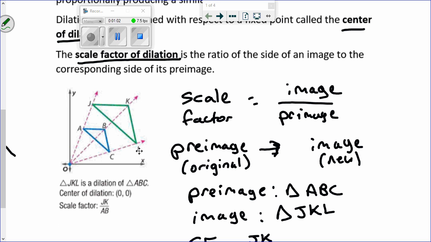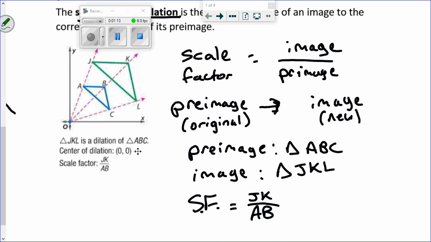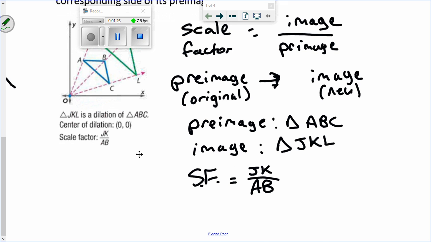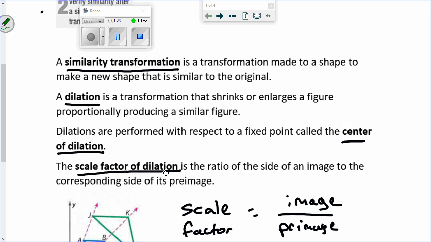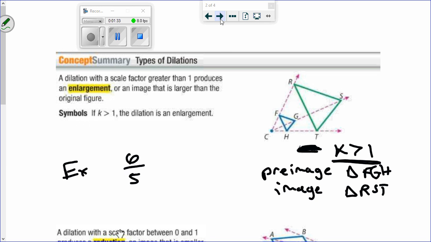So in this example, the pre-image is triangle ABC. The image is triangle JKL. So the scale factor, talking about it again, is going to be image to pre-image. So corresponding sides, that's JK to AB. That's just kind of an introduction to dilations and similarity transformations.